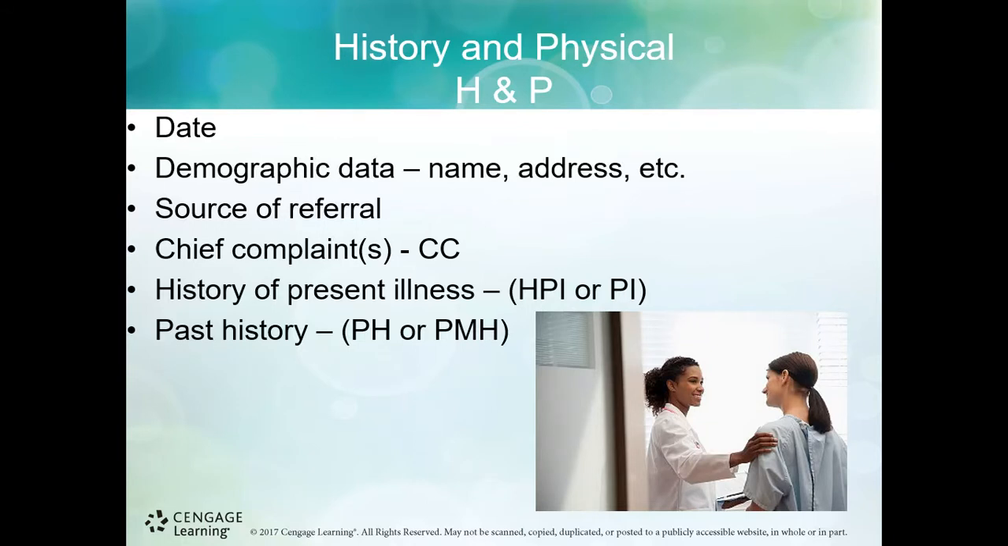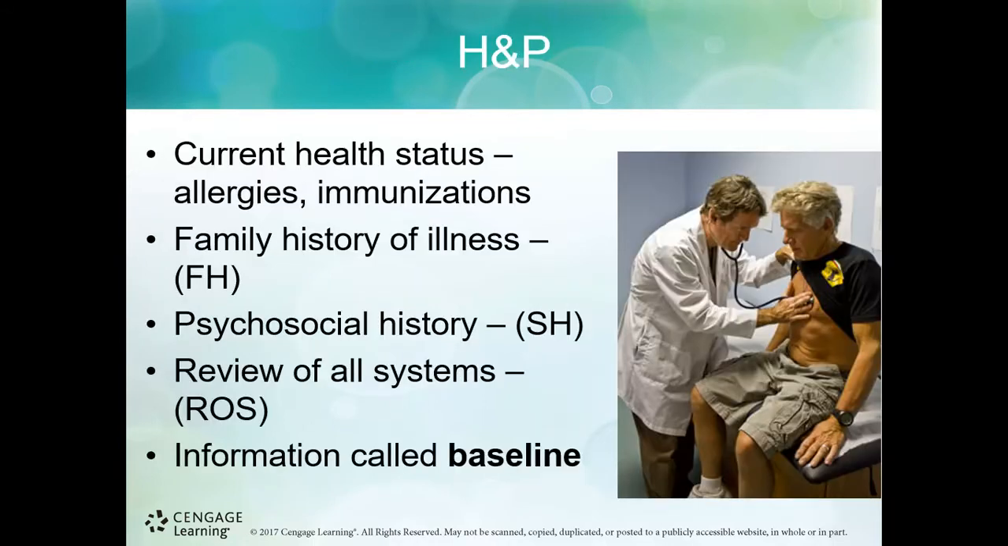the doctor, history of present illness, what led up to this exacerbation of that problem, and your past history includes all of your medical and other problems. Current health status becomes important along with family history of illness. There are quite a few conditions where family history has an impact. Psychosocial history is gathered along with a review of all systems, and this information is called baseline.